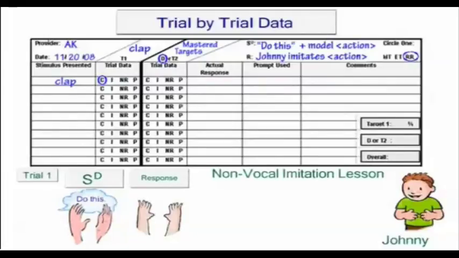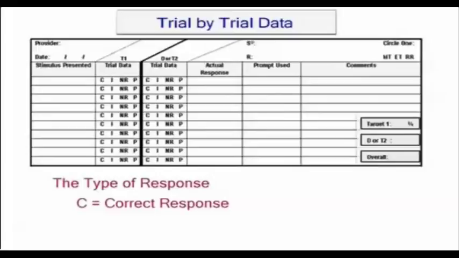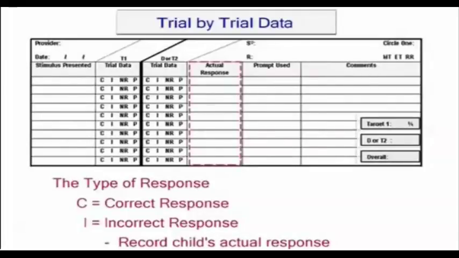labeled T1. When a child responds with any response other than the expected response, it is considered incorrect and the I is circled. Additionally, for each incorrect response, the therapist must write a description of the child's actual response in the column labeled Actual Response.